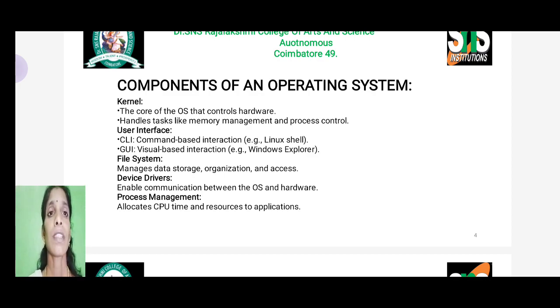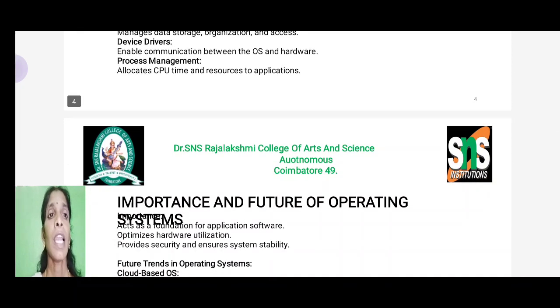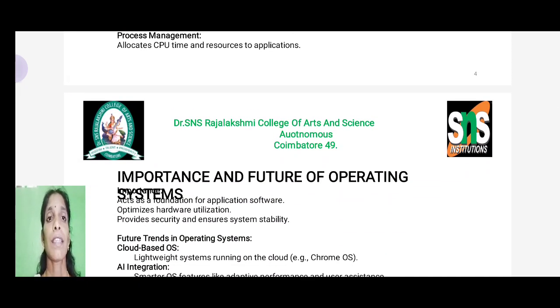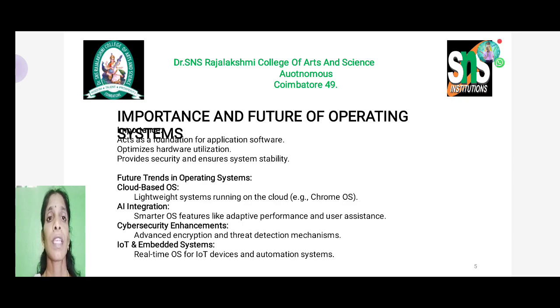File system manages the data storage, organization, and access. Device drivers enable the communication between OS and hardware. Process management allocates the CPU time and resources to the applications. Importance and features of OS: it acts as a foundation for application software, optimizes the hardware utilization, provides security and ensures system stability. Future trends in OS: cloud-based OS, a lightweight system running on the cloud, an example of which is Chrome OS. AI integration, smarter OS features like adaptive performance and user assistance.